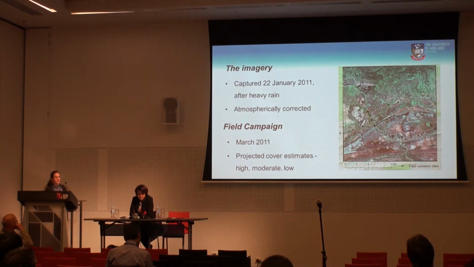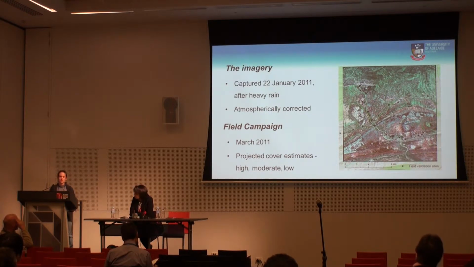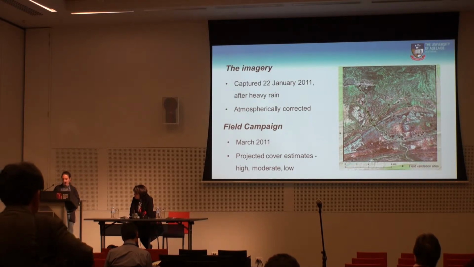So this image was captured in January of 2011 after heavy rains. So the buffel grass was very green, but so was all the other vegetation. The field campaign undertook that 2 months after in March and collected buffel grass projected cover estimates at those black dot locations.